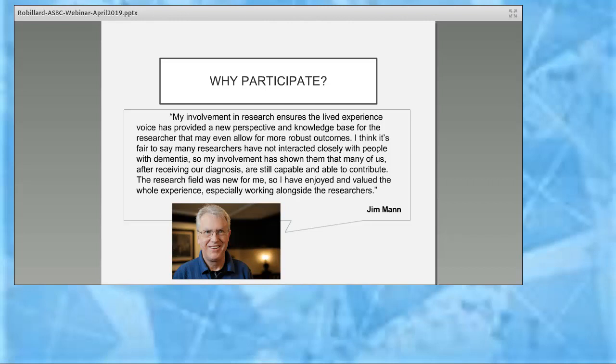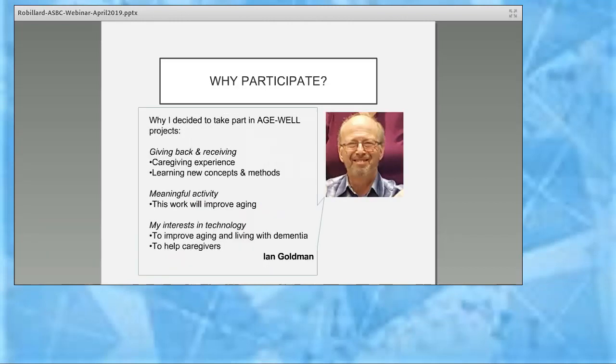So Jim tells us that he's interested in providing his experience and his expertise to the researchers so that they can do better work. And he's absolutely correct in that, we end up with better perspectives and more robust outcomes when we involve the people who are directly affected by this disease.